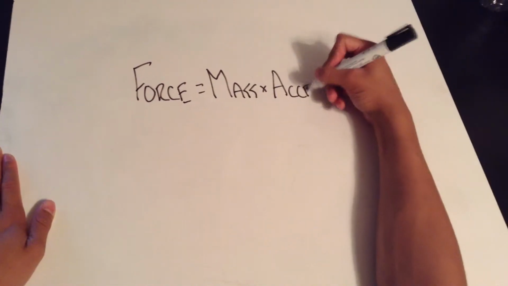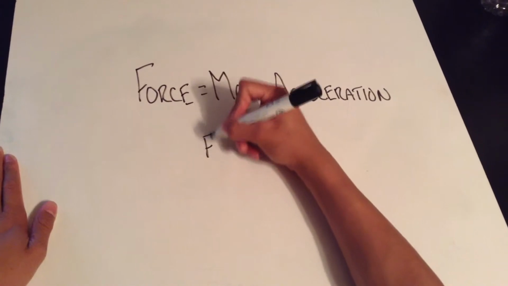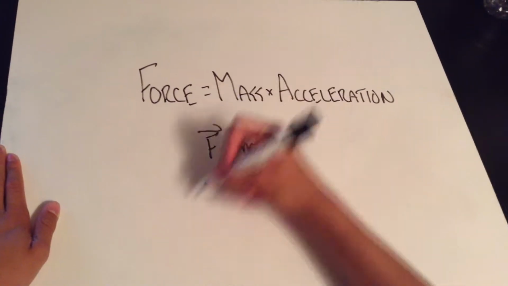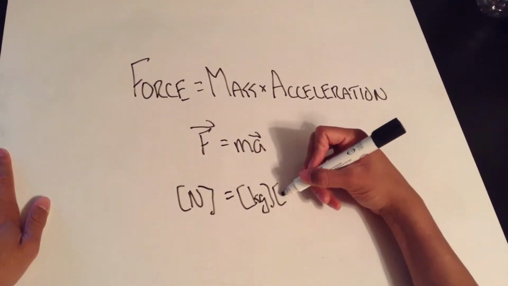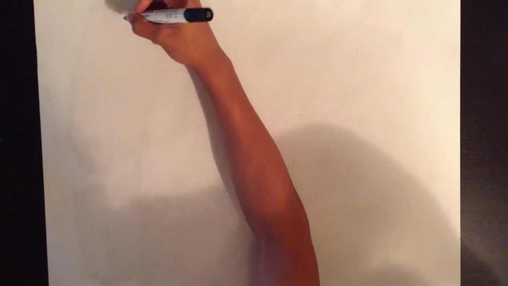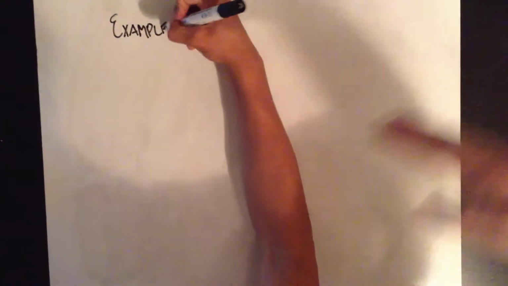Essentially, Newton's second law is simple as this. Force equals mass times acceleration, or F equals ma, where newtons equals kilograms times meters per second squared. Now, with the basics already accomplished, let's go into a quick example. Example 1.